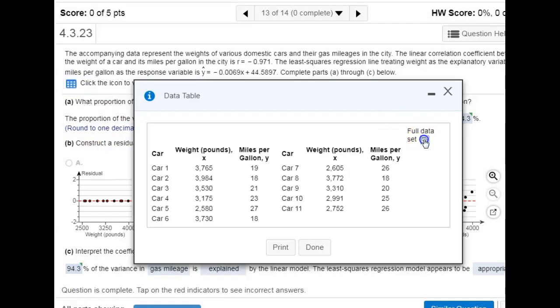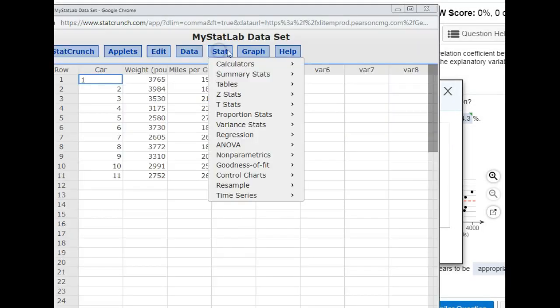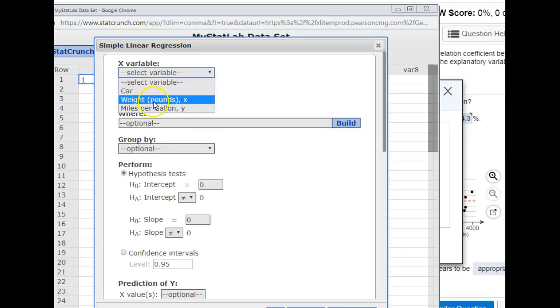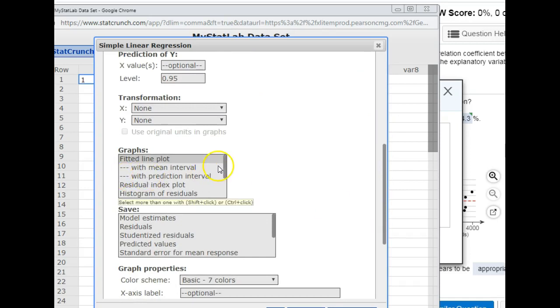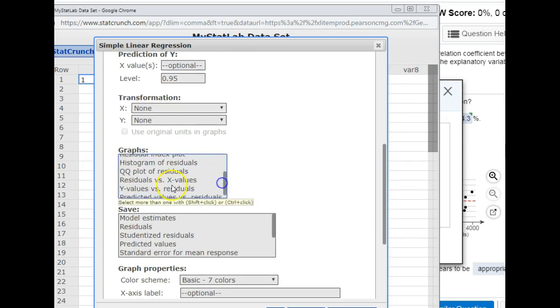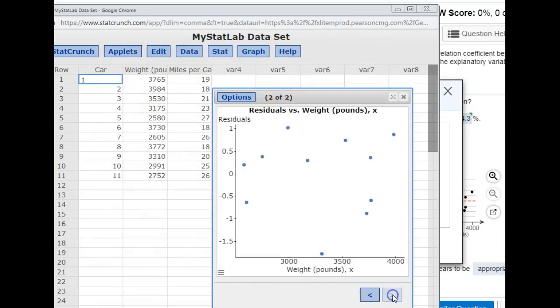So we look at our data and let's open it up in StatCrunch. And we can go to regression, simple linear. And our explanatory variable X is the weight of the car. The response variable Y is miles per gallon. And you're going to want to go down here to graphs and look at the residuals versus the X values. And when you hit compute then, if you go over to page 2, you'll see a plot of the residuals.